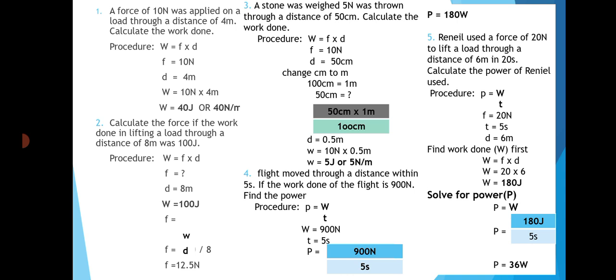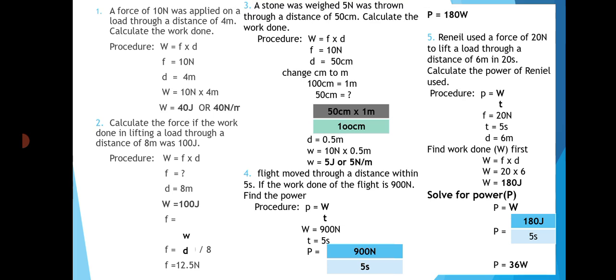Excellent. Let's go to the second one. Calculate the force if the work done in lifting a load through a distance of 8 meters was 100 joules. Still, we quote our formula. Work done is equal to F times D, where F is equal to question mark, D is equal to 8 meters, and our work done is 100 joules. Now, what's our formula once again? Our formula for force is going to be work done over the distance, to be precise. So, we are going to get our work done was what?